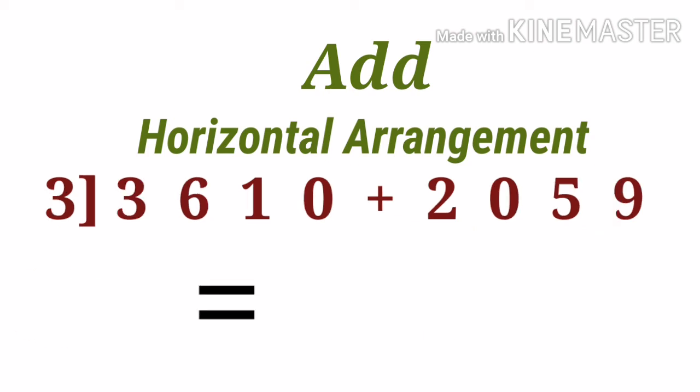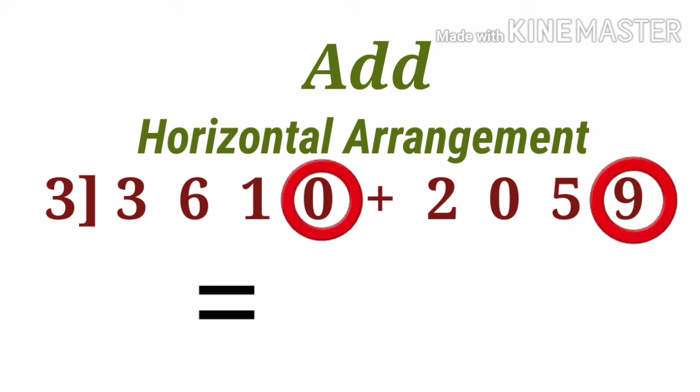The next example is 3610 plus 2059. Let's do addition in horizontal arrangement. Students, always remember, start doing addition from unit place in each example. Okay? Now look at unit place. Which numbers are in unit place? 0 and 9. Let's add 0 and 9. What will be 0 plus 9? Yes, 9. Write down 9 in unit place in your answer.